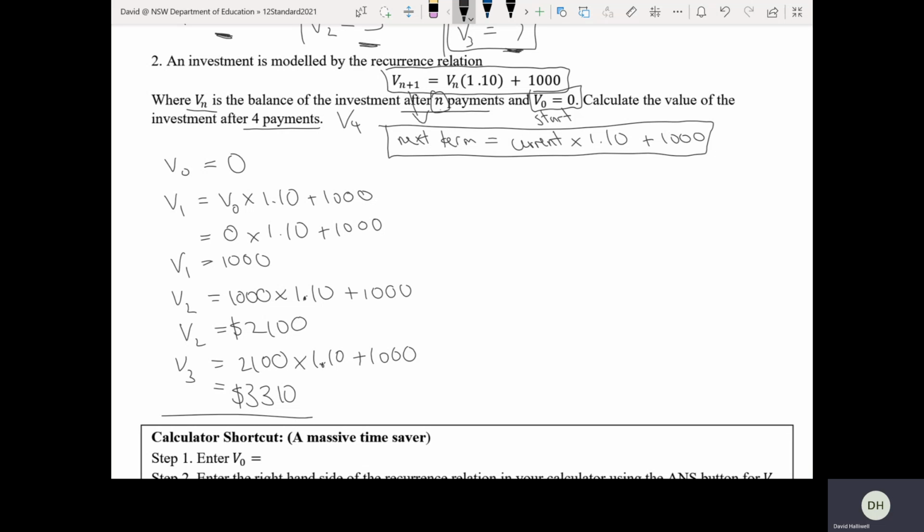So that's V3. What's going to be the next term after V3? It's going to be V4. So let's go. V4, I'll do it over here, equals the current, which is 3,310 times by 1.10 plus 1,000. Into your calculator, $4,641.